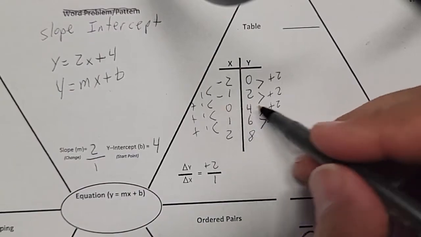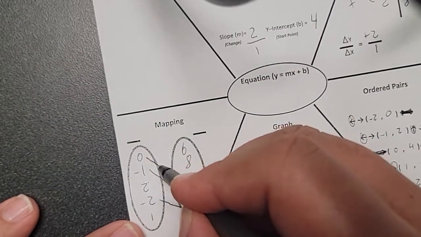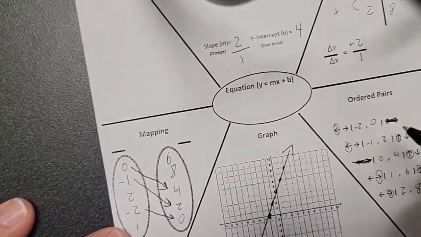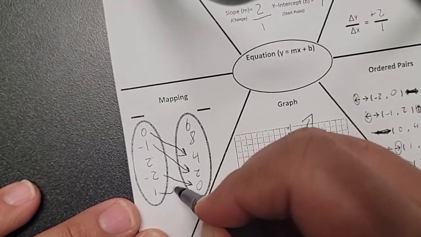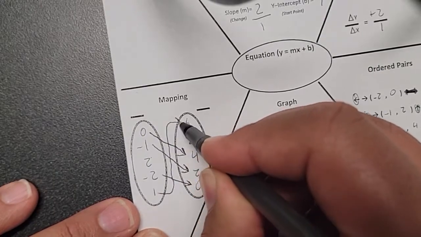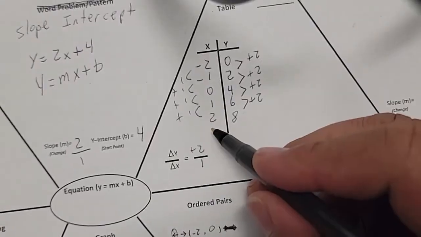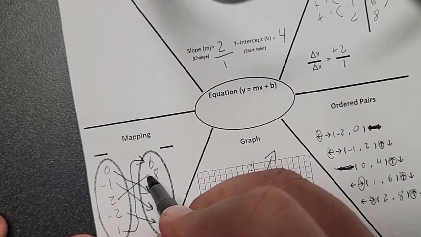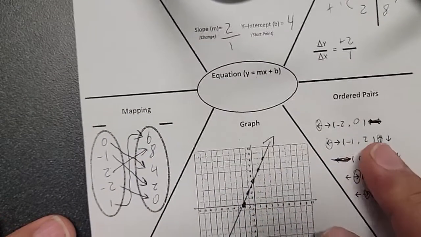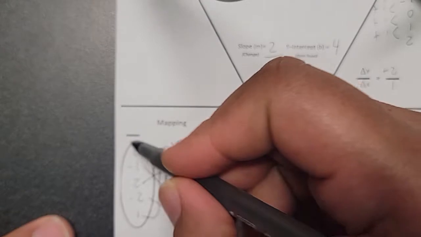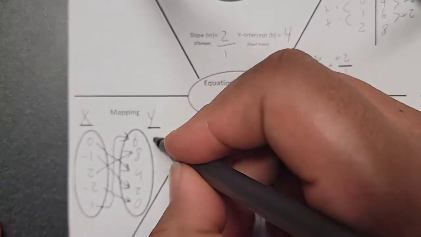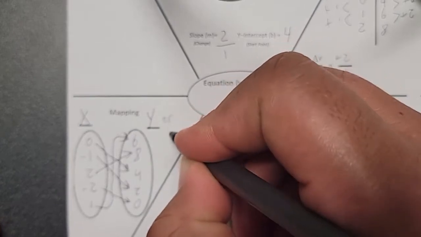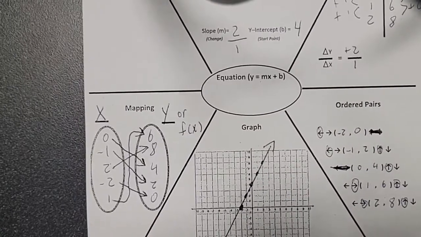Oh sorry, no, 0, 4. All right, so 0 to 4. Bam. 1 goes to 6, so I'm gonna kind of draw this little curved line all the way up to the 6. And then you have 2 and 8, +2 to 8, right? Not the prettiest. All right, so this bubble is the X bubble, and this bubble is the Y bubble. Now, sometimes they don't call it the Y. You can also say it's the F of X bubble, okay?